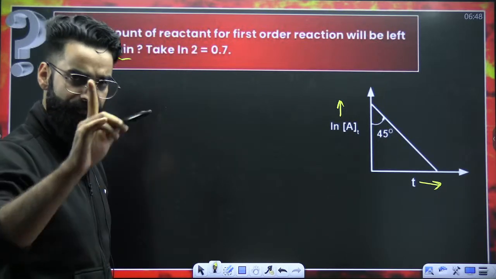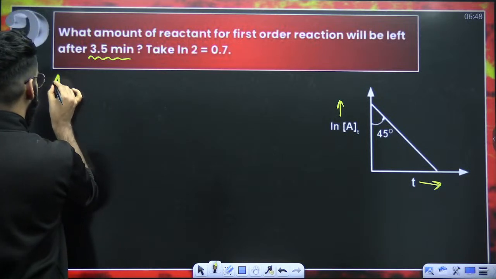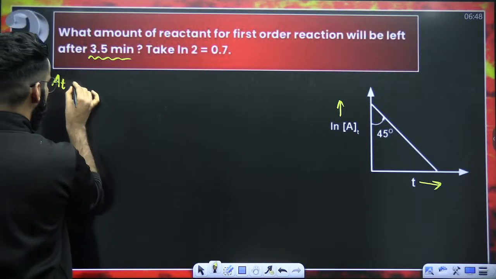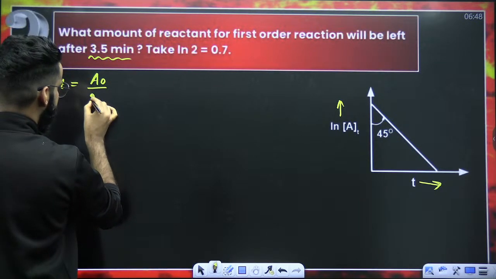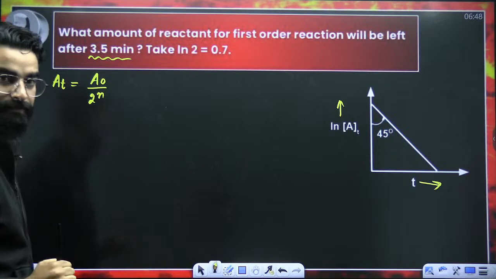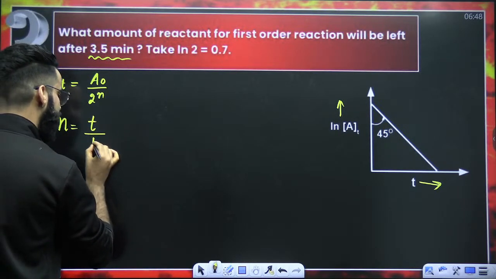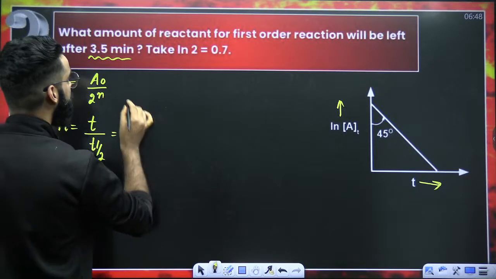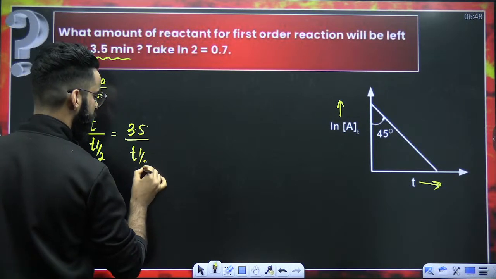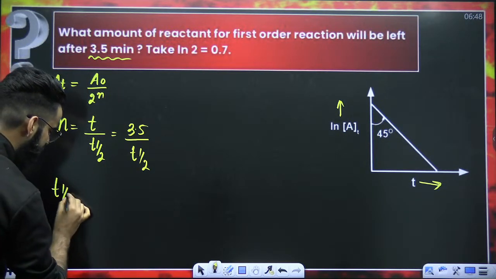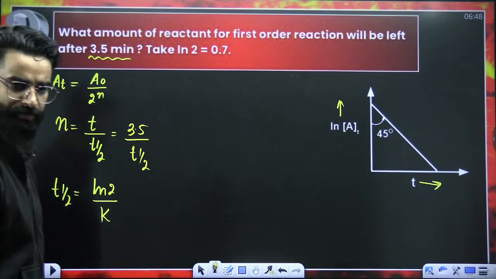See guys. First of all, since I need to calculate the concentration of reactant left, A, 2 minutes back only I told you A is nothing but A naught divided by 2 raised to the power n. What is n? n stands for number of half-lives, which is total time divided by t half. And what is total time? Total time is given to us as 3.5 minutes. So 3.5 divided by t half, right? What is t half all about? t half is nothing but ln of 2 divided by k. Perfect.